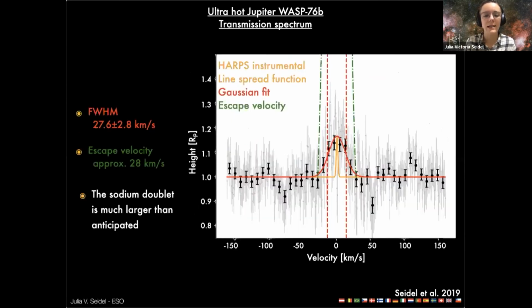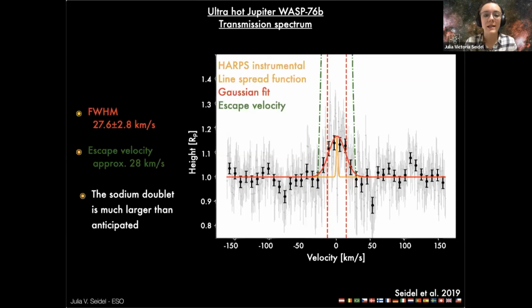This is highlighted again here, where you can see both sodium lines combined in velocity space and now flipped from an absorption to the height in the exoplanet atmosphere. You can see that the sodium is really accelerated fast in velocity space. It's nearly at the escape velocity, and it's much, much broader than the minimum line broadening that the HARPS instrument can detect, which is marked here in yellow.